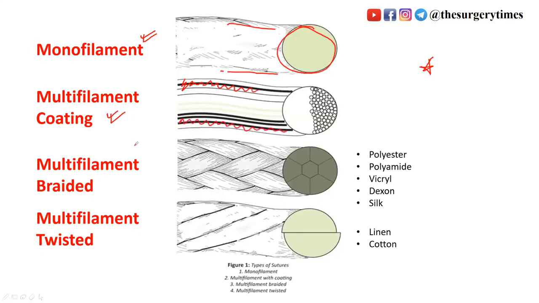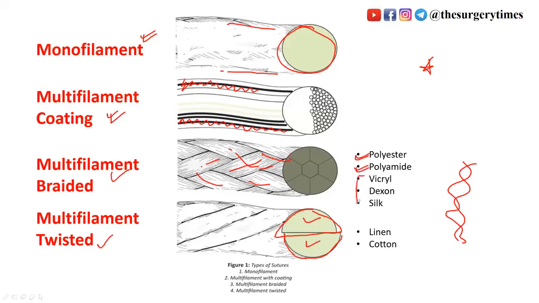And multifilament braided and twisted. These are 2 different things. Braided means like the female hair combing pattern, and twisted is just a twist between two. Okay, this picture is the cut section of a suture material. So multifilament braided sutures are mainly polyester, polyamide, and PGA. PGA you should remember. Polyamide and polyester and PGA, Vicryl, Dexon, silk.